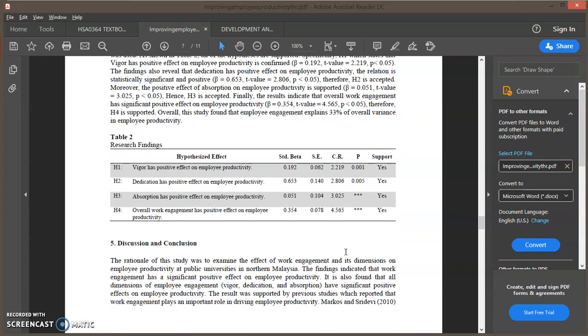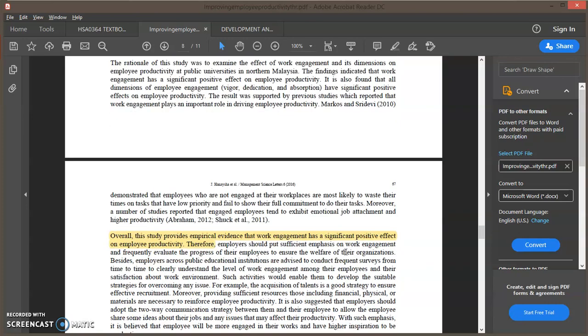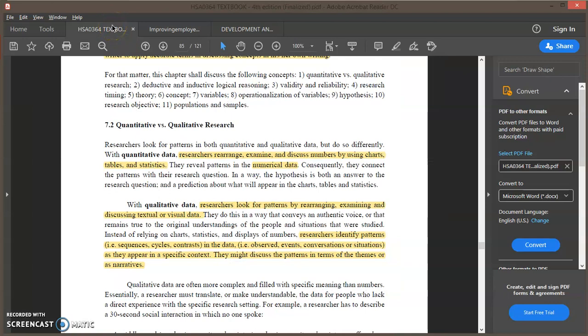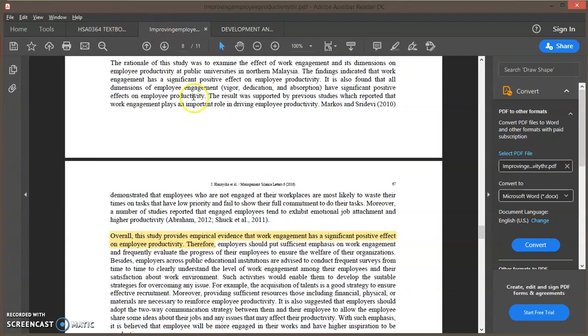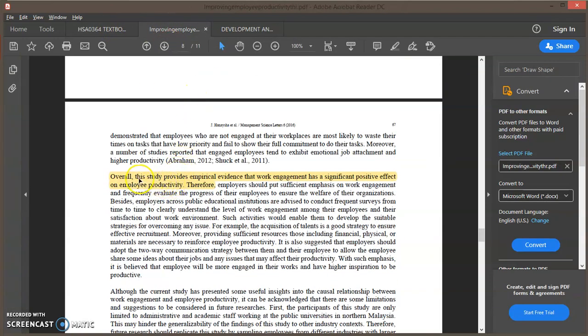So that makes it, what's it called again? Quantitative data, right? In the conclusion, it says here, the study provides empirical or numerical evidence that work engagement has a significant positive effect on employee productivity. So, based on the numbers, it answers the research question and it also answers the hypothesis, just like what was mentioned in your textbook here.